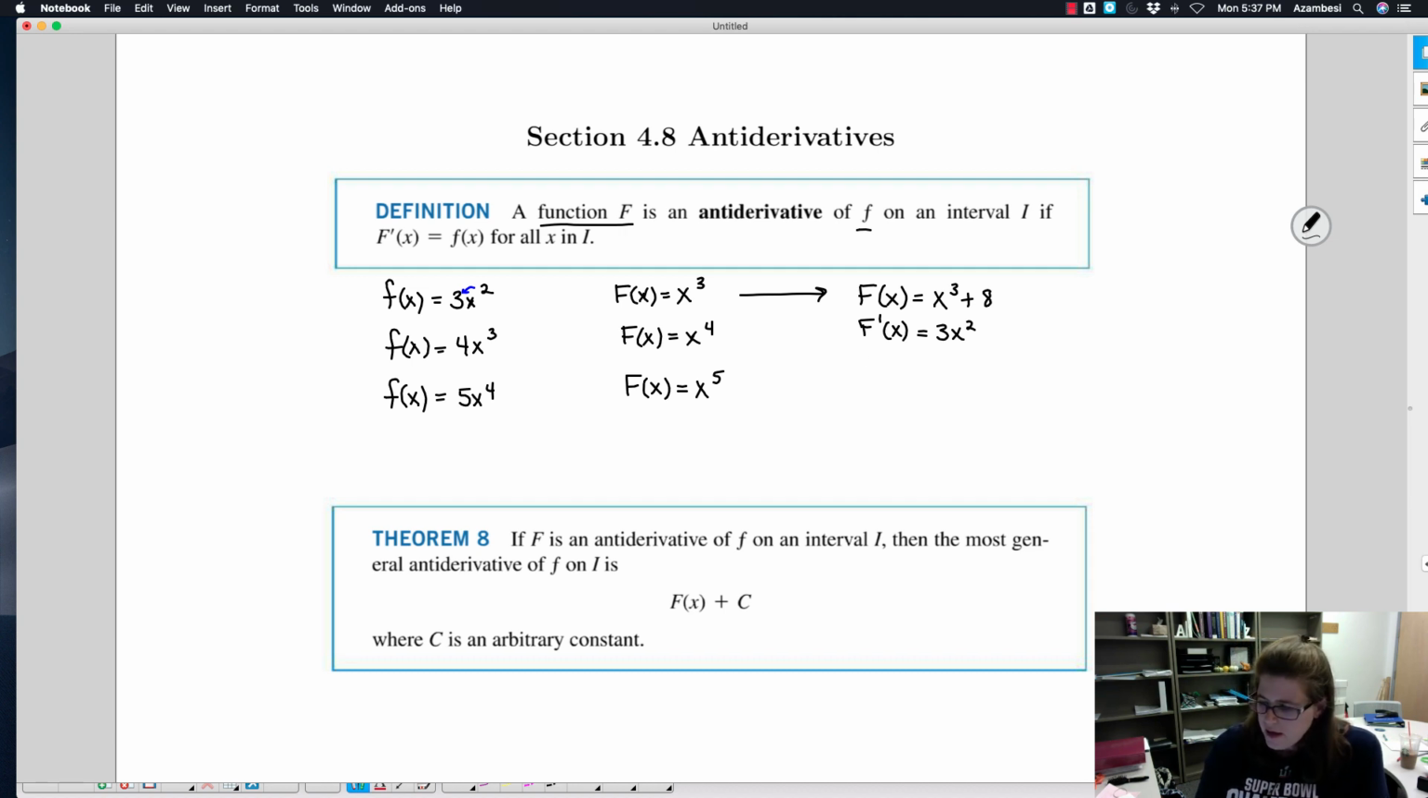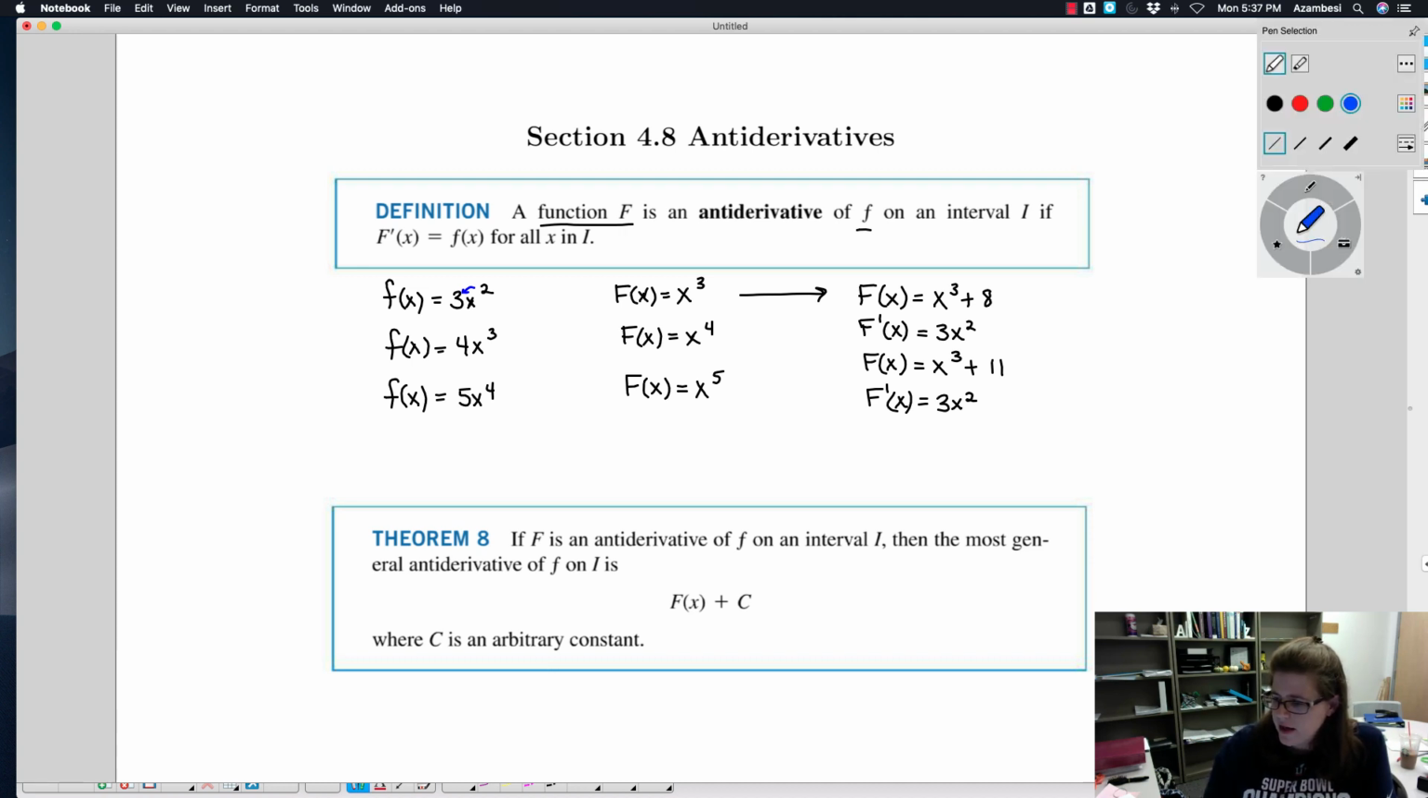What if I had instead f of x is equal to x cubed plus 11? Same story. So if I take the derivative of that, then I get 3x squared, and my 11 goes away. So the reason that we say that it could be any antiderivative is because anytime you add a constant, when you go to take the derivative of that, the constant always drops off. Now, we can't tell if there was a constant on the original function or not.